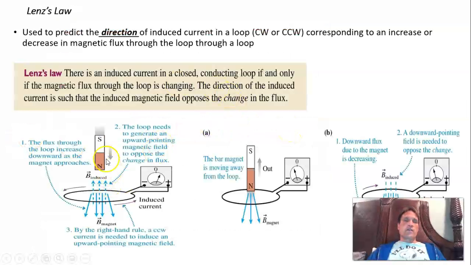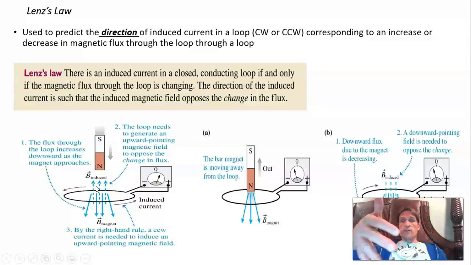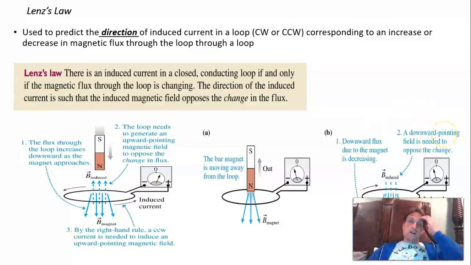Okay, and so, for example, here the downward flux was increasing if we're pushing the magnet toward the loop, so the induced magnetic field is upward. Okay, now you point your thumb up, curl your fingers, right hand, and that gives you the direction of the current. Again, over here, the downward flux is decreasing, so the induced magnetic field is in the same direction, downward. Point your thumb downward, curl your fingers clockwise. Okay, so this Lenz's law gives you the direction of the induced current in the loop.